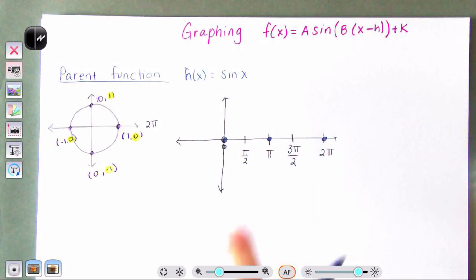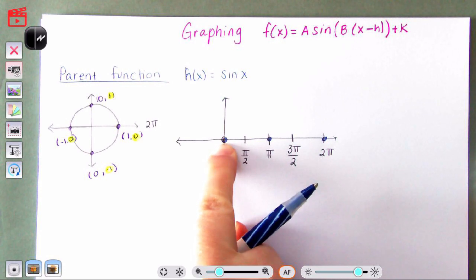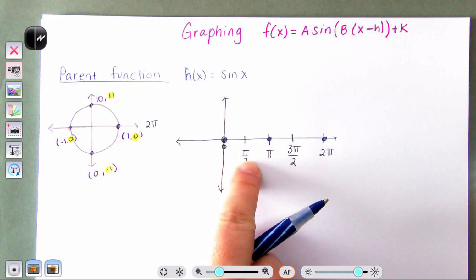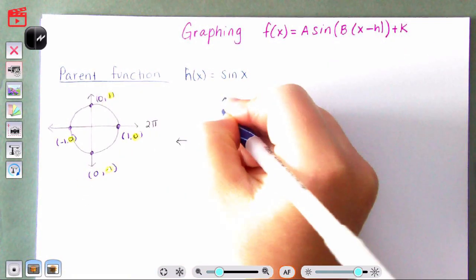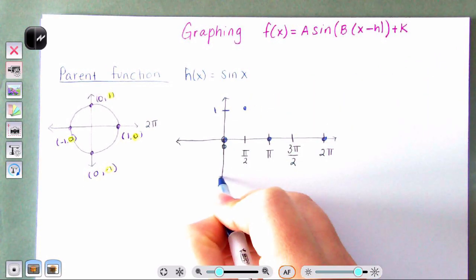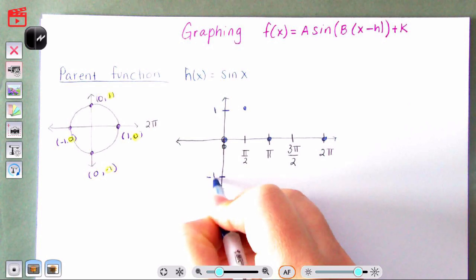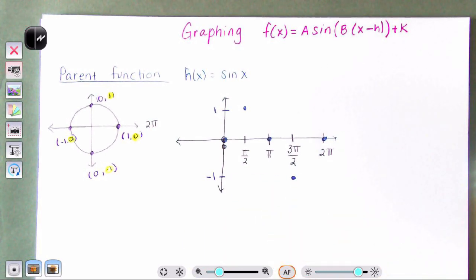So far we have 3 points. Again, we are ignoring that one. So we have 3 points on our x-axis. Then we have our sine value of 1 for pi halves. There it is. So let's do 1 here. And we have a sine value of -1 at 3 pi halves. Let's go ahead and connect that.